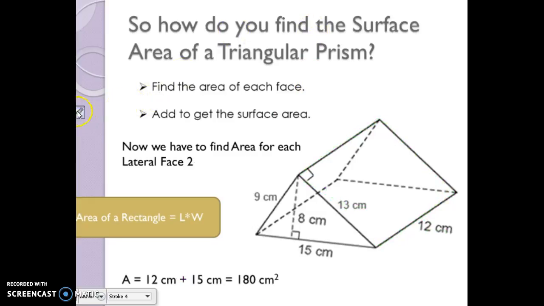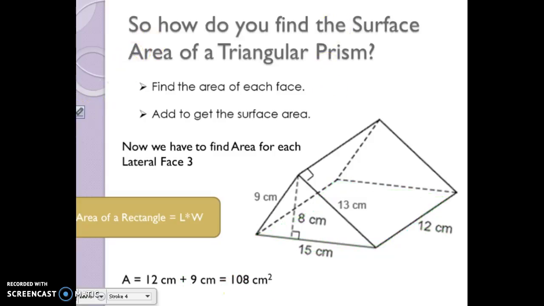Next one we're going to find is the area of the bottom one. And what are the dimensions for that rectangle? 15 centimeters and 16 centimeters. And we're just going to have to change this to multiplication here. So 12 centimeters times 15 centimeters, length times width, equals 180 centimeters squared.